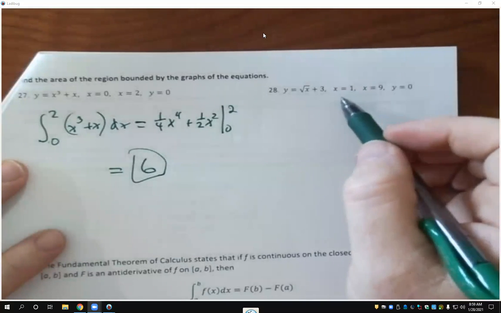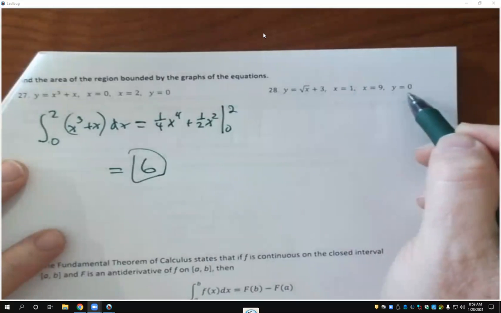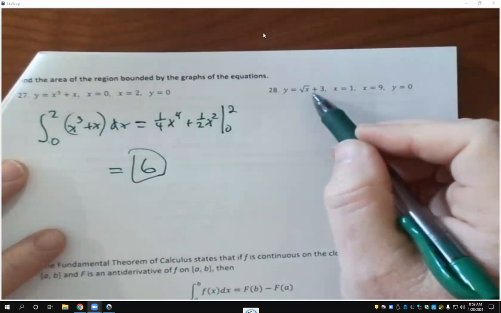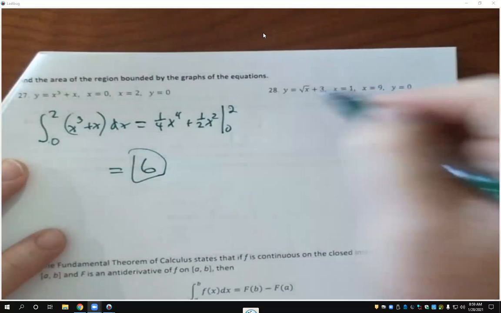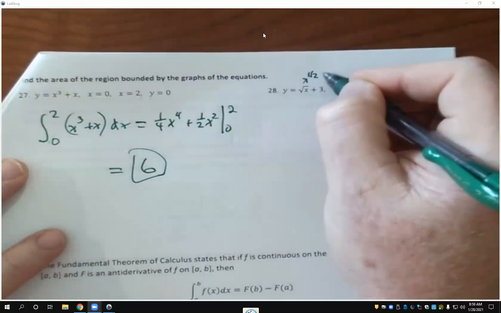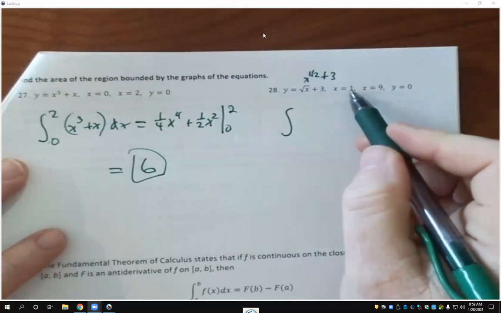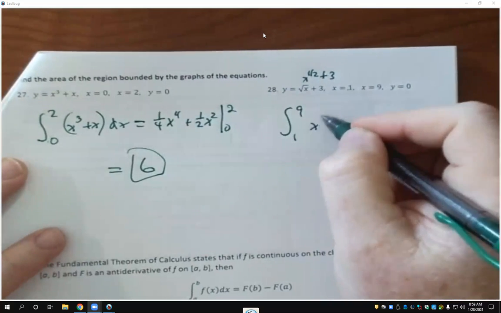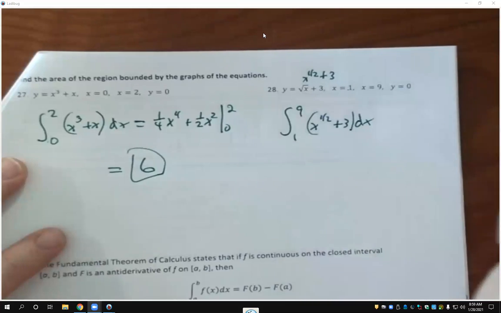All right, number 9, we're bound by the lines x equals 1, x equals 9, and y equals 0. So this is the x-axis, and it's between our x-axis and our function. Remember, we have to change this because we do not know the antiderivative of square root of x. So we change this to be x to the 1/2 plus 3. So we're going to integrate from 1 to 9, x to the 1/2 plus 3 dx.